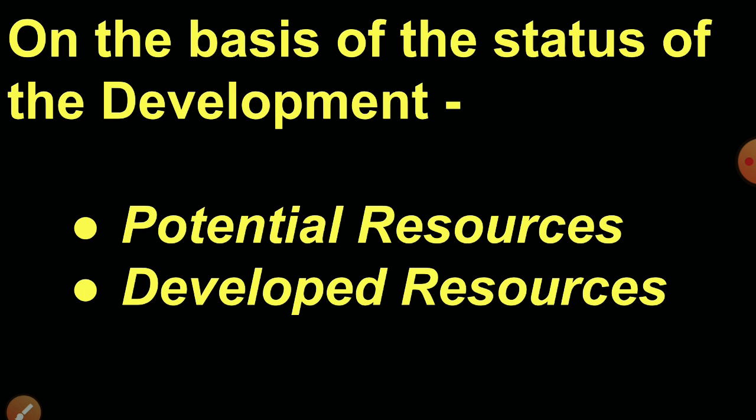The last one, on the basis of the status of development. This is the classification of resources. Potential resource. This is a resource which is available in a region but has not been utilized yet, like uranium present in Ladakh and thorium in South India. And developed resources, ready to use with high technology and level of their feasibility.